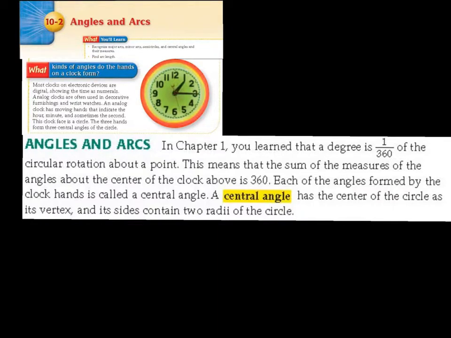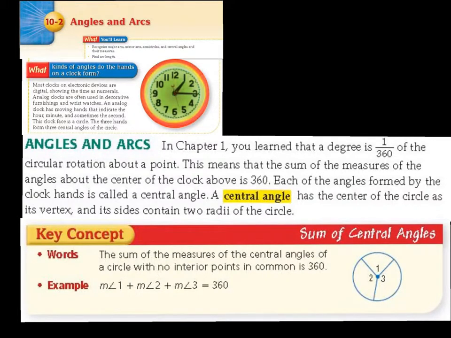In Chapter 1, you learned that a degree is 1/360th of the circular rotation about a point. This means that the sum of the measures of the angles about the center of the clock above is 360. Each of the angles formed by the clock hands is called a central angle. A central angle has the center of the circle as its vertex, and its sides contain two radii of the circle. The sum of the measures of the central angles of a circle with no interior points in common is always going to be 360 degrees.